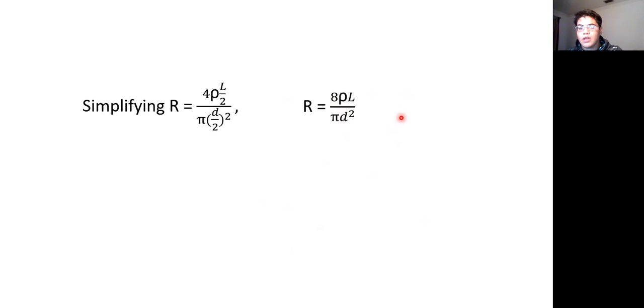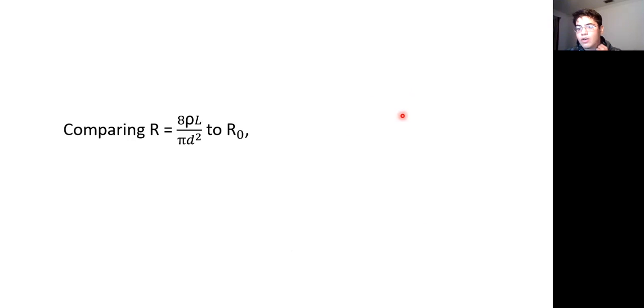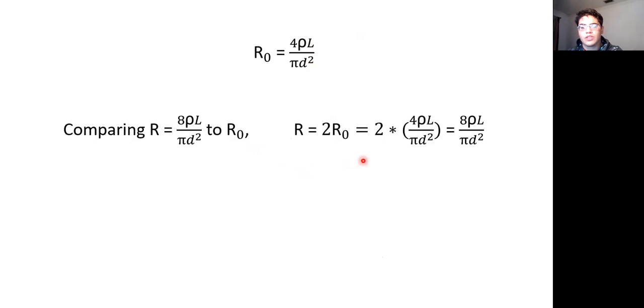When we simplify this, we're just going to get 8 times ρ times the length all over pi times the diameter squared. Now, if we compare what we just got, our new resistance, to the original resistance, which was 4 times ρ times L over pi diameter squared, we're going to notice that the new resistance is just 2 times the initial resistance. If we take the initial resistance, 4 times ρ times the length all over pi diameter squared, and we multiply that by 2, we're going to get the new resistance, what we just got, 8 times ρ times L over pi diameter squared. So we can safely say that the new resistance is just twice the original resistance.